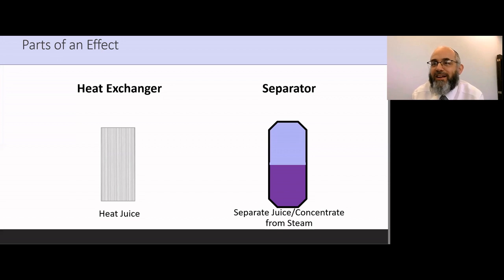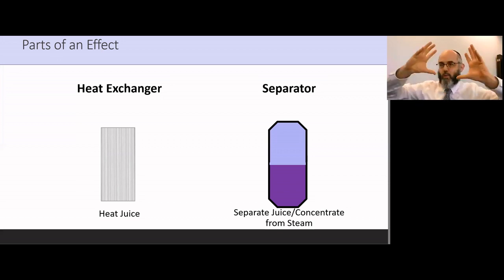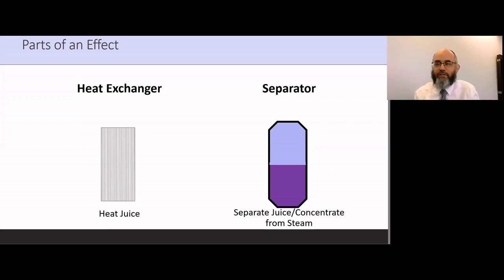One more question: what is an effect? These two things together, this one unit, is called an effect. That's the name of the section of the evaporator. I don't know why they call it that. In an evaporator, all the juice goes through all the effects. It's not like some goes to the first one, some to the second, some to the third. Everything goes from one to two, three, four, five. Each one moves from effect to effect.